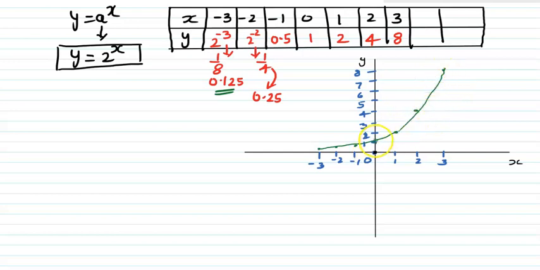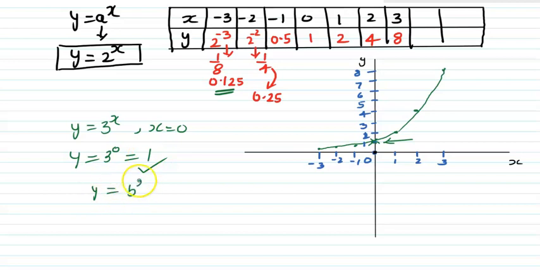All exponential graphs will pass through y equals 1. Why? If y equals 3 to the power x, and you put x equal to 0, you will get 3 to the power 0 equals 1, so y is 1. If you take any letter, y equals b to the power x, and you put x equal to 0, then y equals b to the power 0, so y equals 1. So it means all exponential graphs pass through 1.